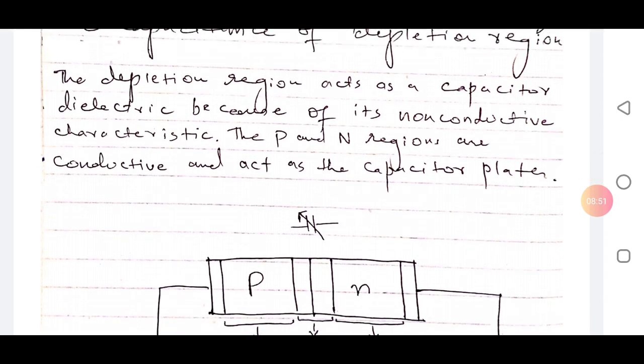This is the symbol of the variable capacitor. You can see there is an arrow marked onto the basic symbol of the capacitor. This arrow represents variable capacitance.